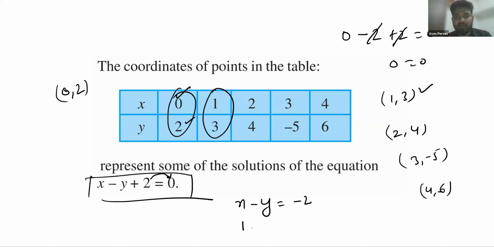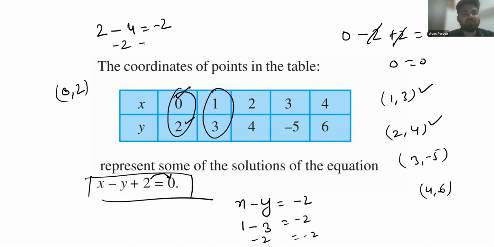If you get 1, and that is -1, then you put 3 here and you will get -2. 1 minus 3 is -2. True, so both are satisfying here, on the left hand side and right hand side. This point, 1 and 3, is also satisfying. Now the third point, that is 2, 4. So put 2 minus 4, and you will get -2. So this point is also satisfying.